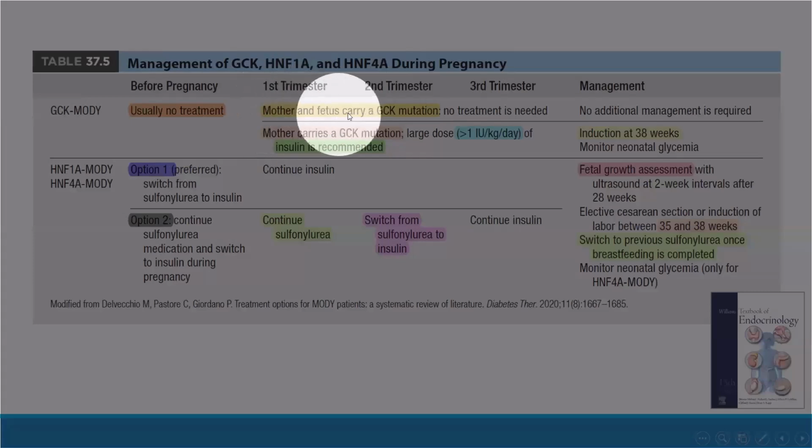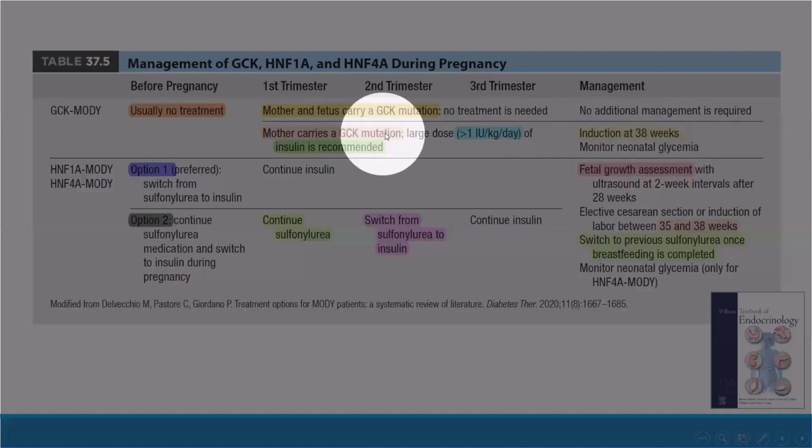If the mother and the fetus carry the glucokinase mutation, no treatment is required. But if only the mother carries a glucokinase mutation, a large dose of insulin, more than 1 unit per kilogram per day, is recommended. After delivery, no additional management is required. Induction at the 38th week.